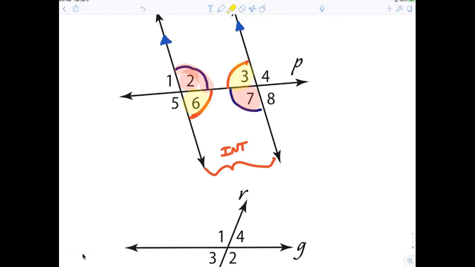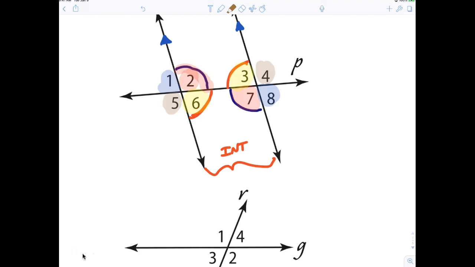So somebody tell me what they think 1 and 8 are. Close. There you go. You're right. Alternate exterior angles. So I want you to make sure you understand that 1 and 8 are alternate exterior angles, and you would say that 4 and 5 are alternate exterior angles. And what's true about alternate exterior angles? They are also congruent.